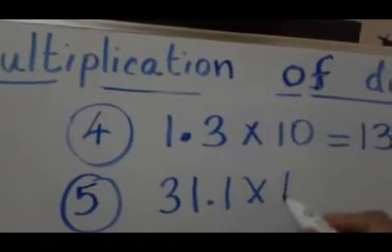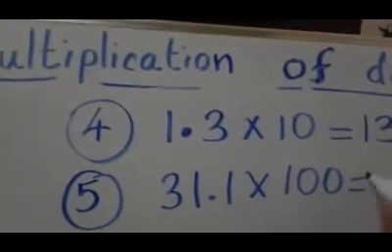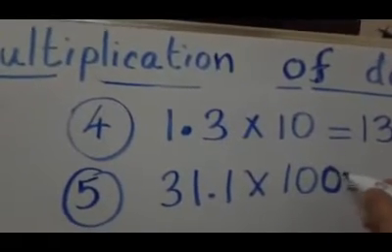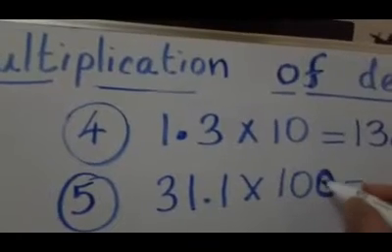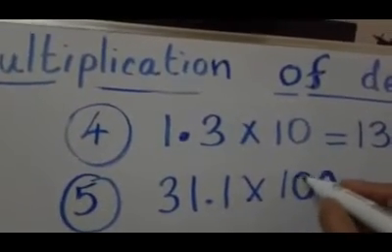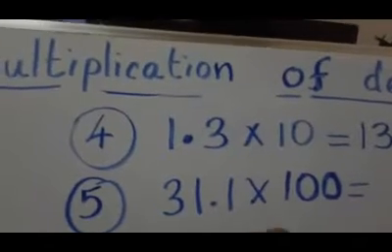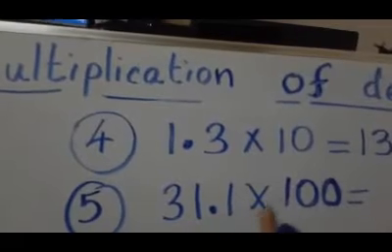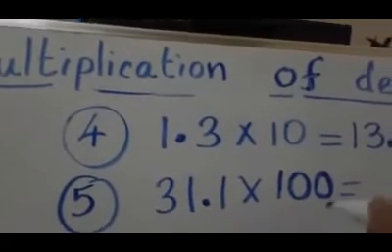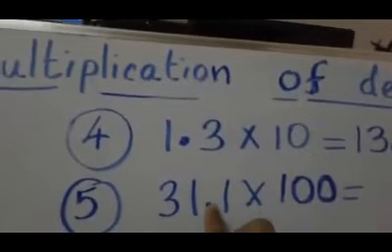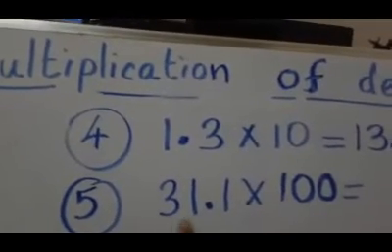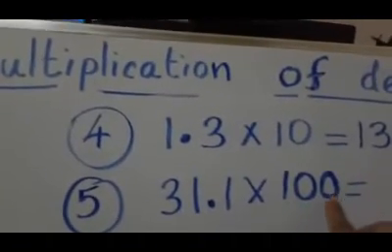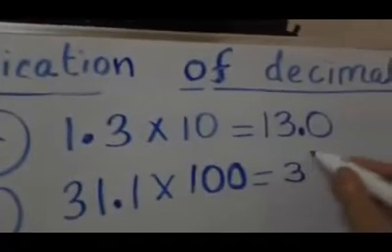31.1 multiplied by 100. See, multiplication of decimal numbers is very easy, but you have to practice more. Otherwise you will get confused about how to do all this. That is why I am doing so many questions. So 31.1 multiplied by 100. If I want to multiply this, first what is the rule? You have to ignore the decimal and multiply. That is 31.1, ignore the decimal, so 311 multiplied by 100, that is 311.